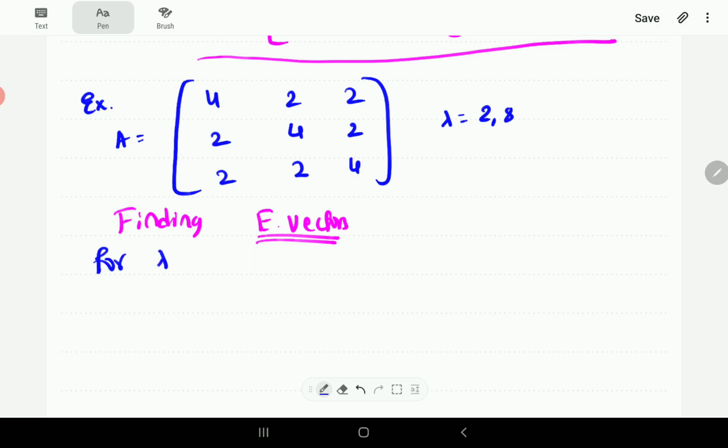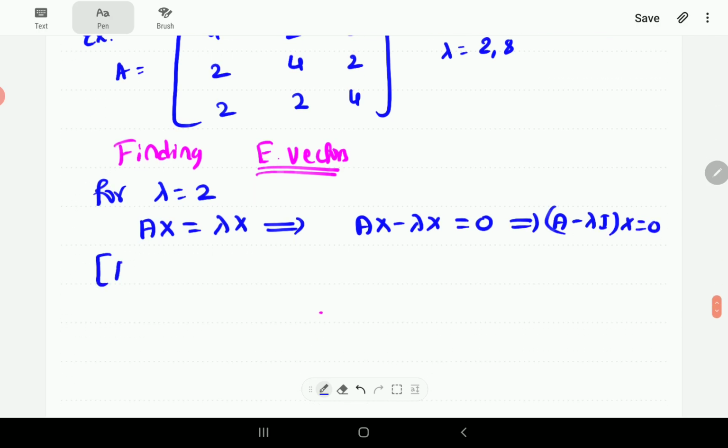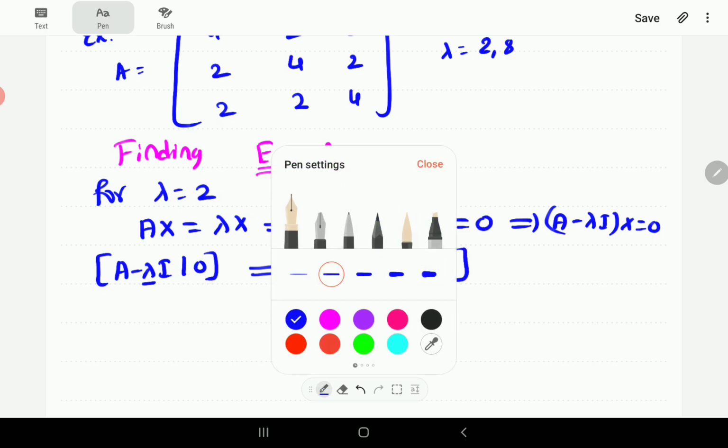Now for lambda equal to 2, have this practice of writing, guys. So Ax equal to lambda x, we know. This implies Ax minus lambda x equal to 0. This implies (A minus lambda I) x equal to 0. This is nothing but your augmented matrix A minus lambda I augmented with 0. So now in this case my lambda is 2. So this gives you A minus 2I augmented with 0. So this is our matrix, right?